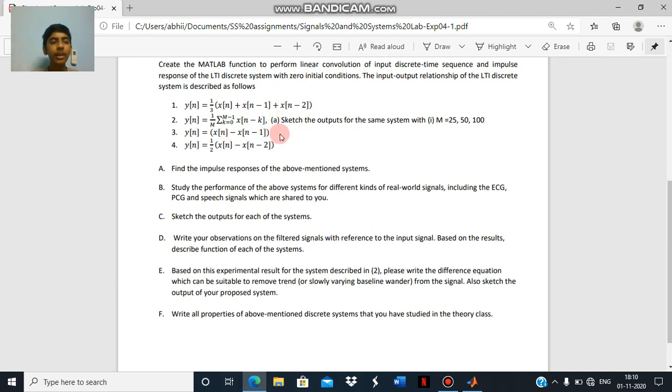Stability means the sum of the impulse response should be finite. As we had discussed, the impulse responses for all the systems are finite, so all the systems are stable. As given in the question, all the systems are linear time invariant systems. When it comes to memory, memory means the system depends on the previous inputs and outputs of the system. Everything depends on the previous input, so every system can be considered a memory system.